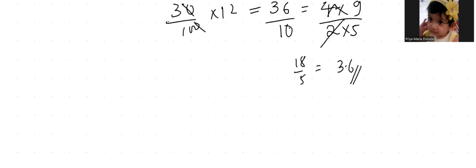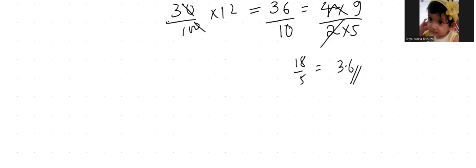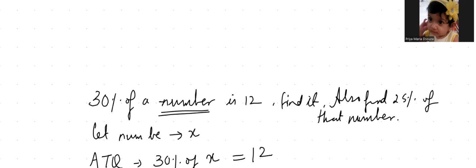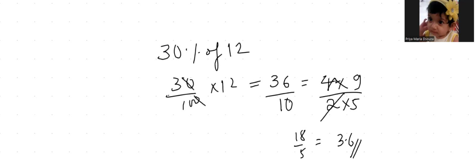Okay. So 30% of 12 will be 3.6. So 10% will be 1.2. Remember, we would have got a different answer altogether then. So 30% of a number is 12 is different from 30% of 12. Just an example. It's not that you have to do this, but what I asked earlier was 30% of a number is 12. Find the number. So be very careful here.